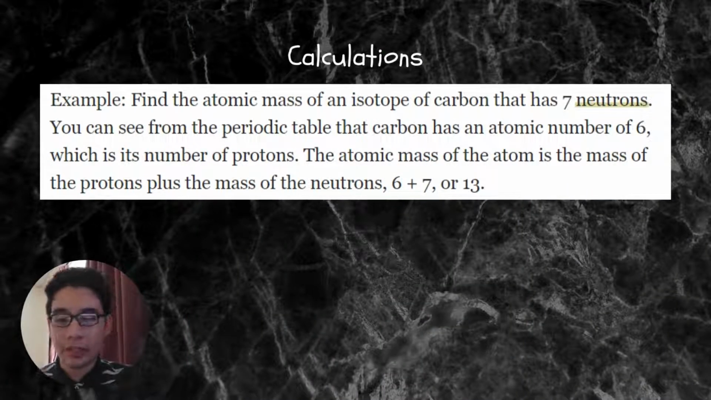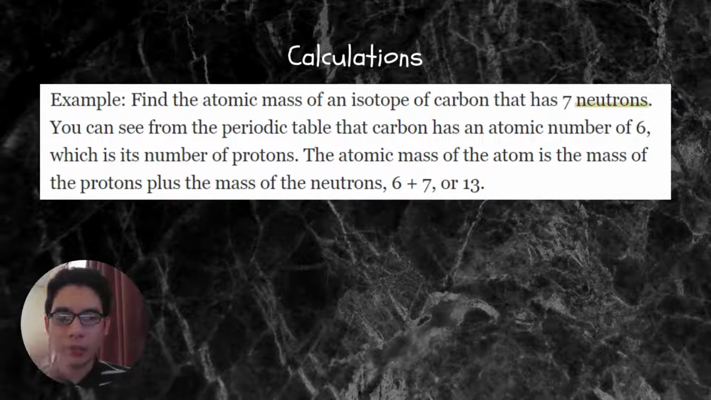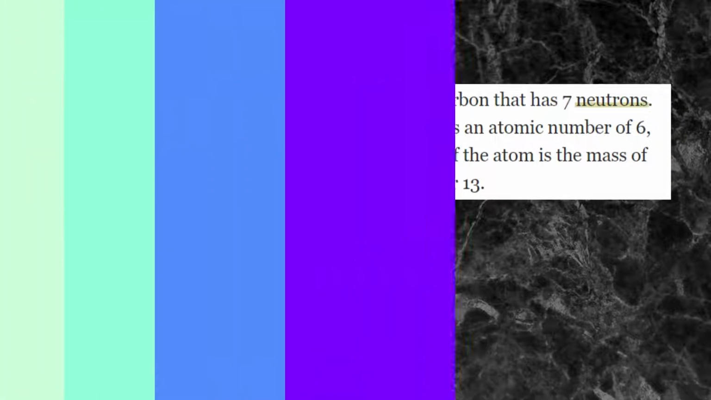Here is the example I have searched on the internet. You can pause this video, and that way you can understand more about how mass numbers, by adding the number of protons and neutrons, determine the value of the atomic mass. Here's the example. You can pause the video.